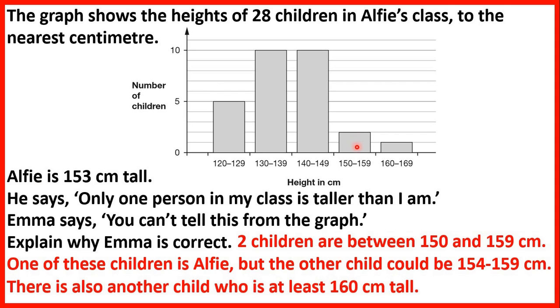As well as the one child in this bar who might be taller, we have another child here. There is also another child who is at least 160 centimetres tall. So there's one child that we know is taller than Alfie, and then there's another child that might be taller than Alfie if they're 154 to 159 centimetres.